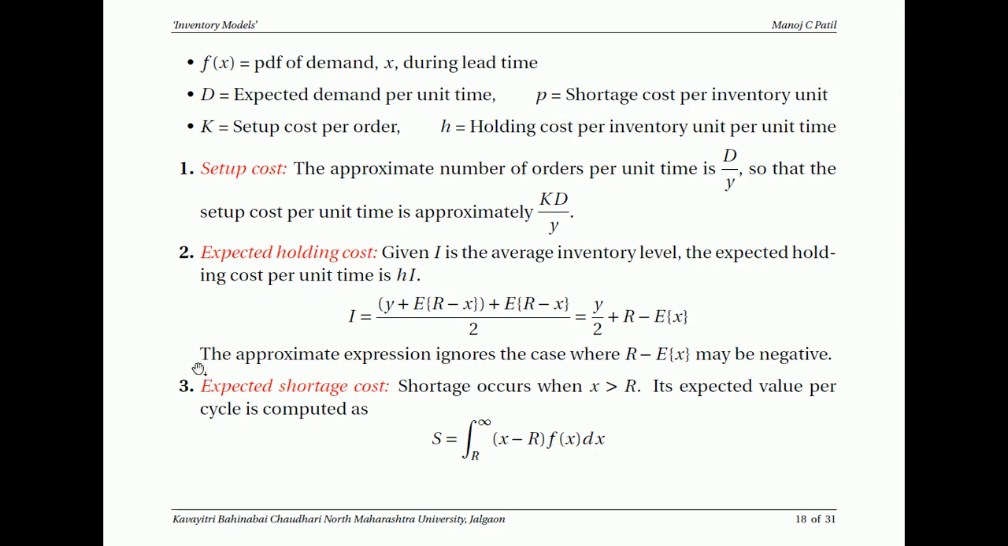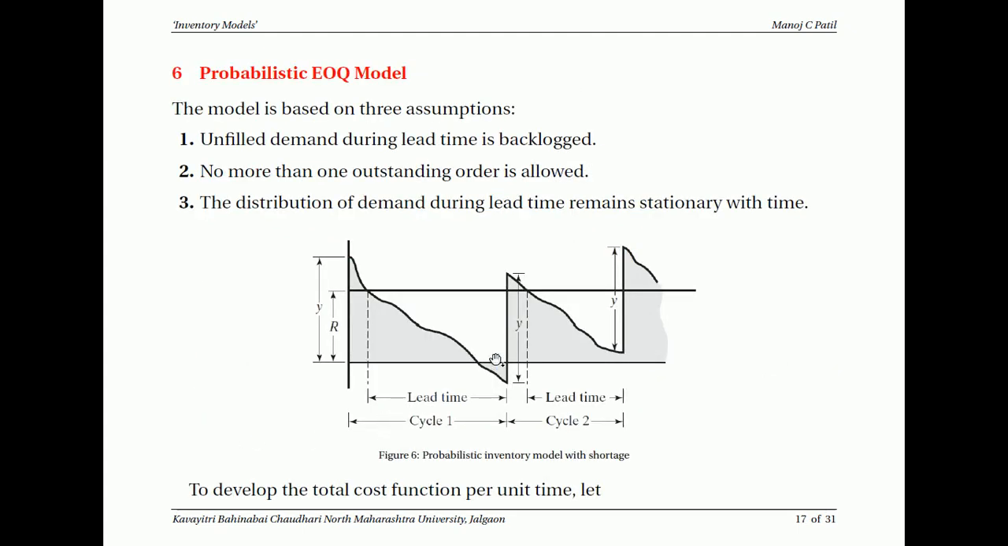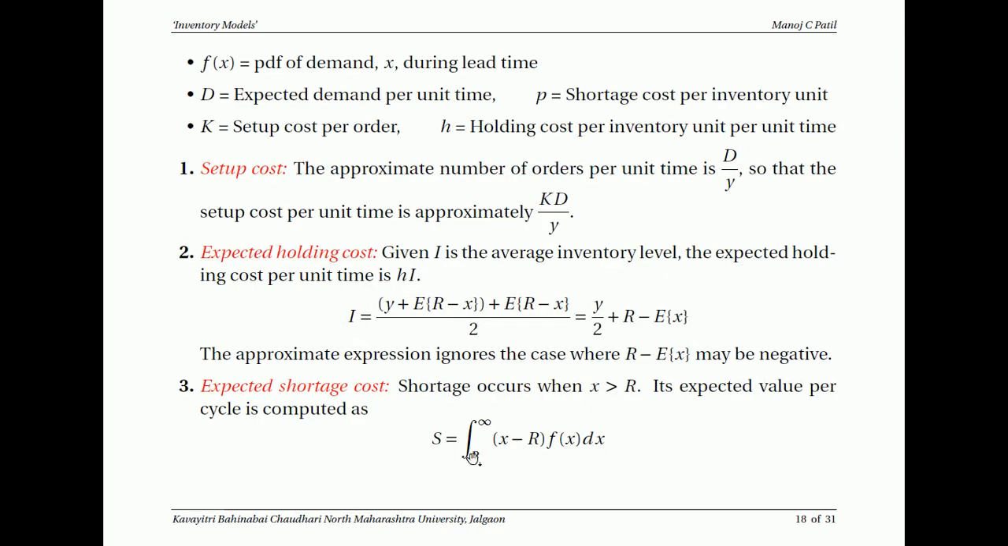Okay, expected shortage cost. Expected shortage cost can be calculated by using S, where S is the expected value per cycle. Okay, shortage occurs only when X is greater than R. That time, demand is greater than the reserve. Therefore, X, which is the demand, minus R, which is the reserve, integrated from R to infinity, that is the shortage, X minus R multiplied by f of x dx. Okay, this is the expected shortage, multiplied by the penalty.